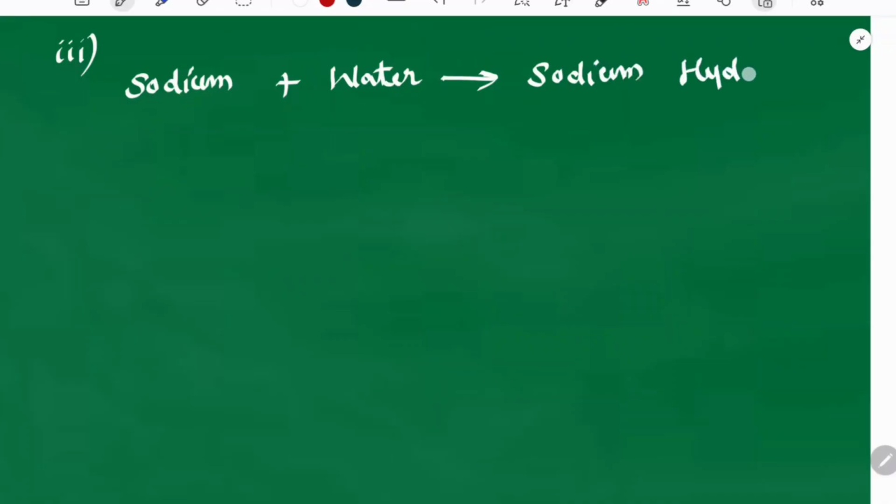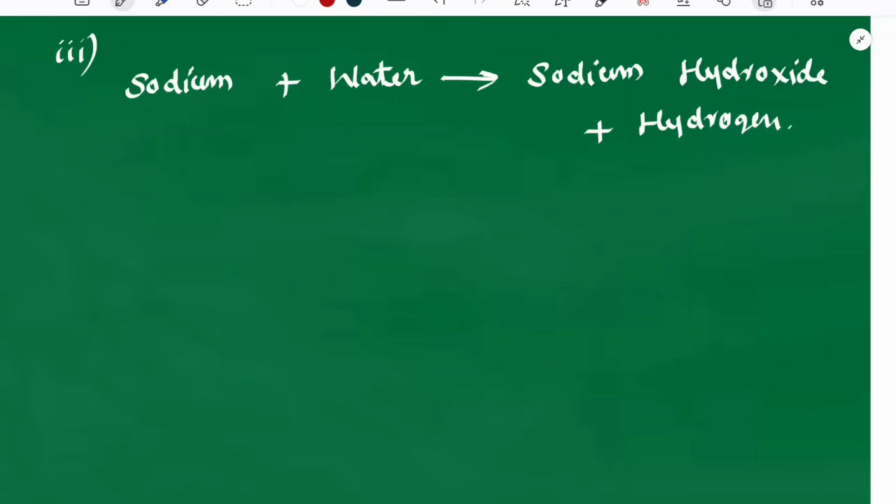Sodium plus water gives rise to sodium hydroxide plus hydrogen. No space, that's why I'm writing hydrogen. So first, we can write the formula of the given compounds.